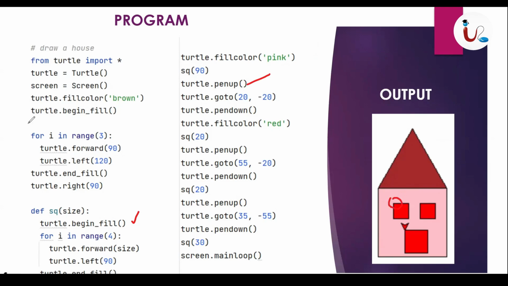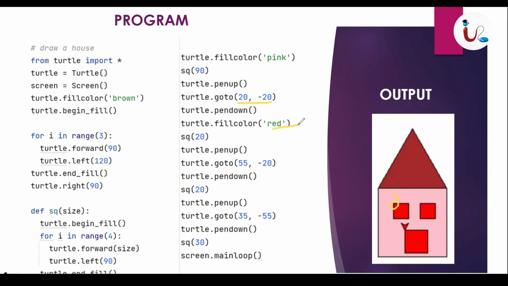Right? So whenever it is going there, I don't want to draw a line like this. To avoid that, I'm putting the pen up, just to lift the pen up to avoid the drawing whenever it's moving. Then I'm making it go to this position. Most probably it will be here. Okay, after that I'm putting the pen down.